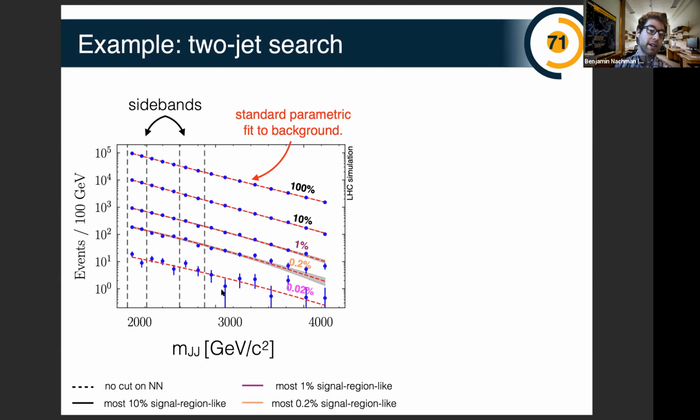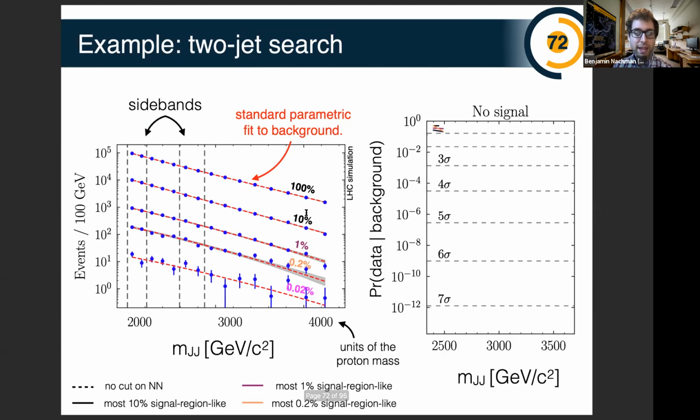So we train a koala classifier, and then we can keep, for instance, the 10% most signal region-like events or the 1% most signal region-like events, and then repeat the procedure to compute p-values for all the different threshold cuts, 4 of which are shown here. And then we can compute p-values, and this right plot will be our ledger of p-values.